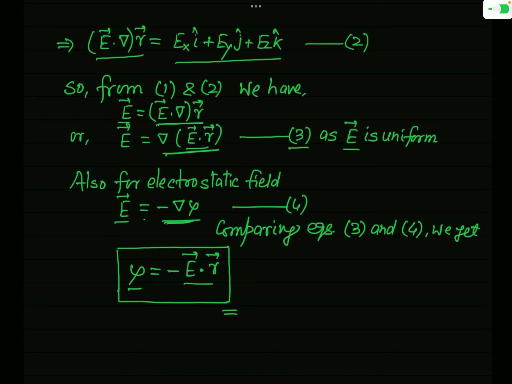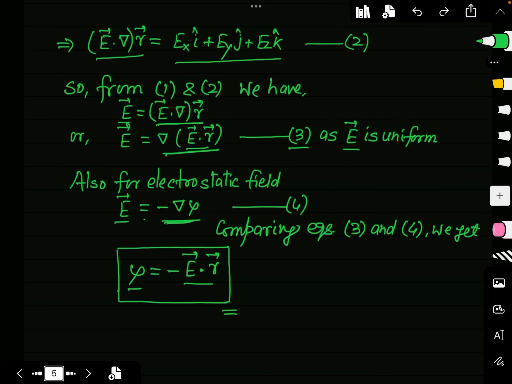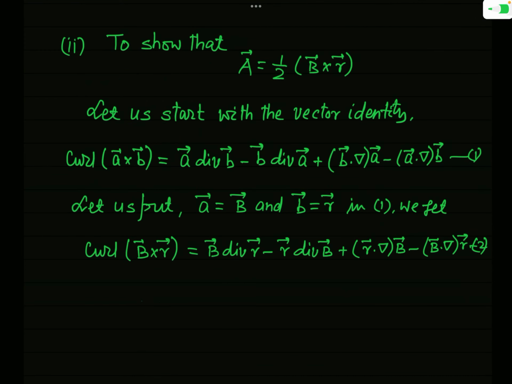Okay. Now we will see another important result. See here, in the second problem, we have to show that the magnetic vector potential A is equal to 1 over 2 B cross R. Here B is actually the magnetic field, and again I am telling you that this result also holds when this magnetic field vector B is uniform. Only then this result will hold.